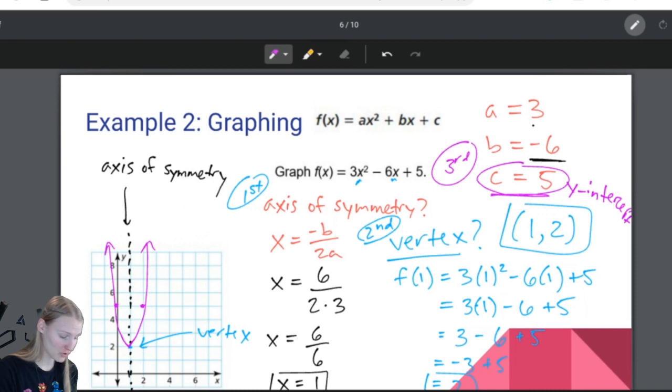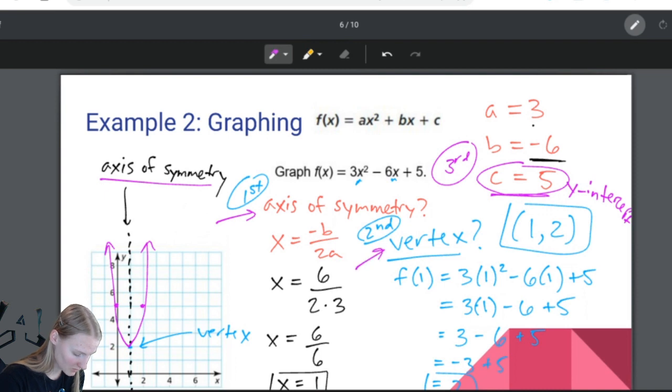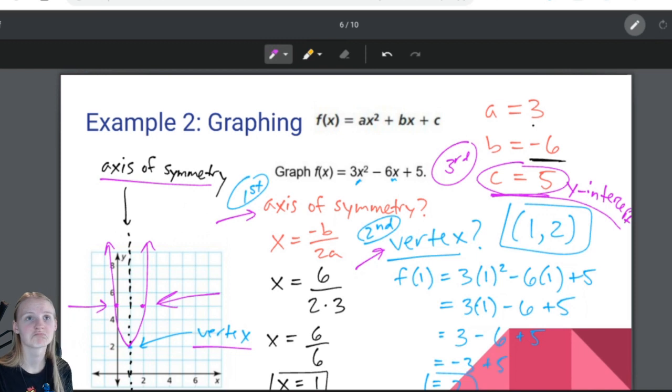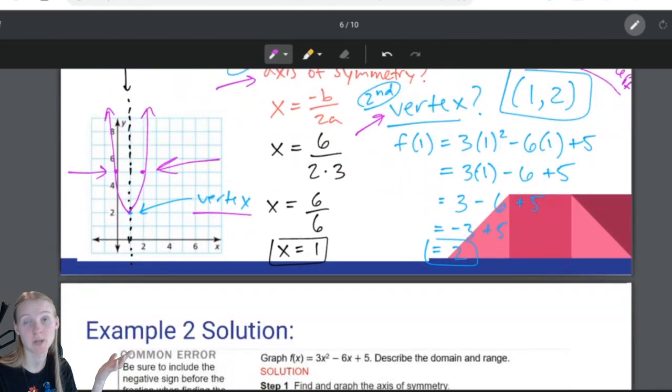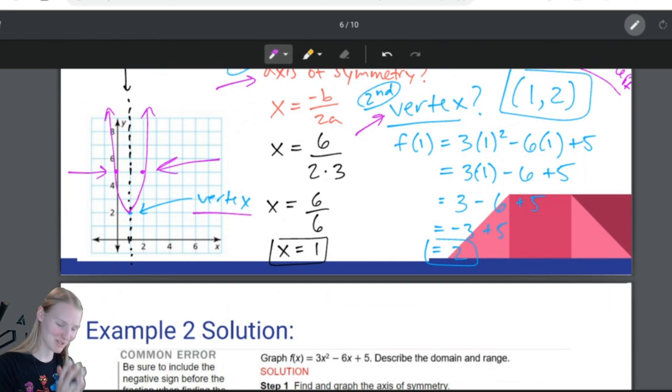That's it. So first we found the axis of symmetry, and then we put it on our graph. Second, we found the vertex, and we put it on our graph. Third, we found the y-intercept, and we put it on our graph. And then we put it on the other side of the graph, and then we connect the dots. That's it. Nice and easy. Okay, well, easy to some, not easy to others. And if it's not easy for you and you need more help, come talk to me during office hours.